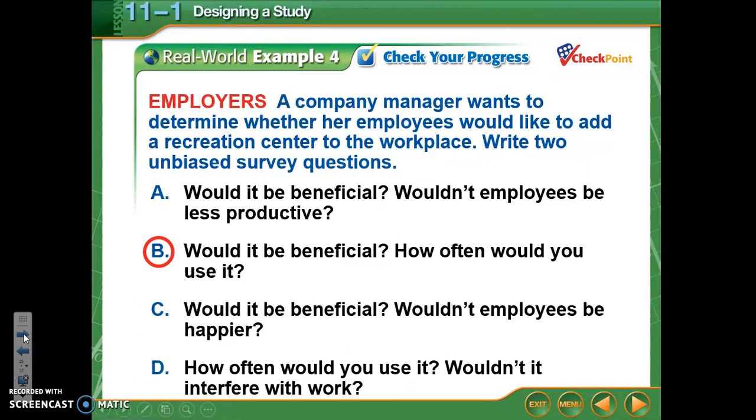So this would be an example of 2 unbiased survey questions. Would it be beneficial? That's just your opinion. How often would you use it? Again, just your opinion or your statement. For example, in part A, it says, would it be beneficial? But the second question is leading you towards a certain answer. Wouldn't employees be less productive? Wouldn't employees be happier? Wouldn't it interfere with work? It's leading you towards a certain answer. Part B is the one with both questions being more neutral.